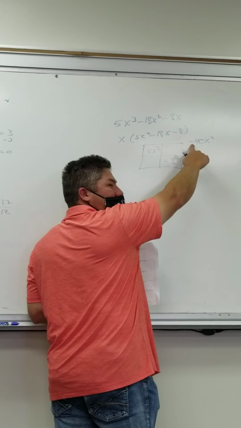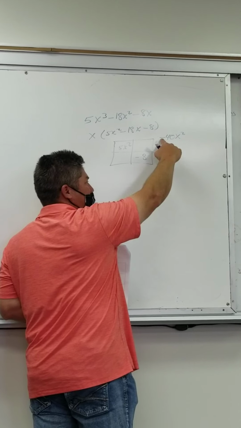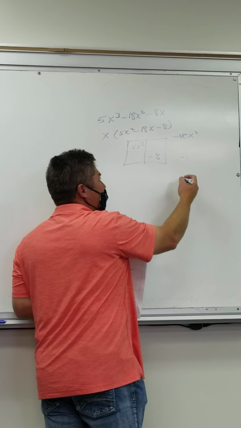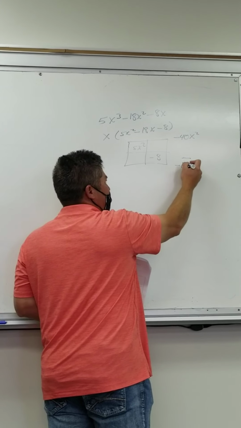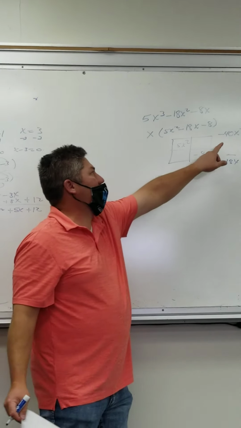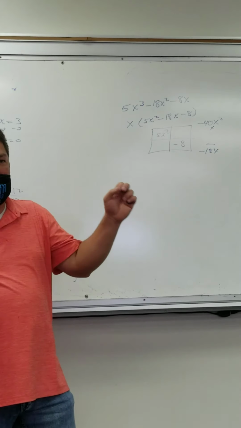If you end up with a positive in front, you'll write a what here? A plus, okay? If it's a minus there, it's a minus here. If it's a plus here, it's a plus here. It's got to subtract to be what? Negative 18x. So it's got to multiply to be negative 40 and add to be negative 18.